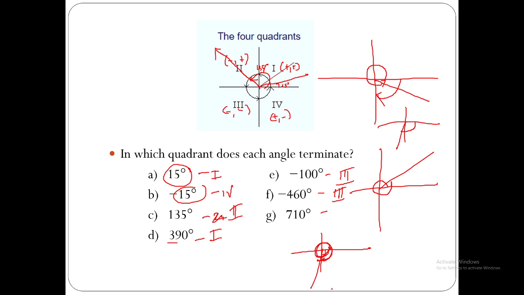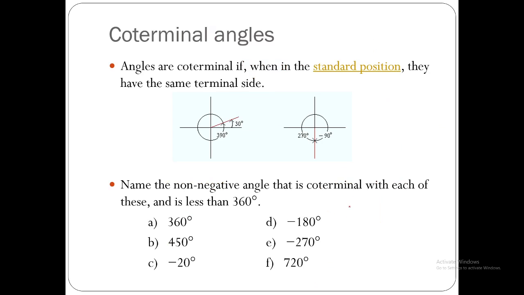Now, 710. 360, right. Then, another 360 is 720. So, you just subtract 10. So, it's somewhere here. So, meaning this is in quadrant number 4.